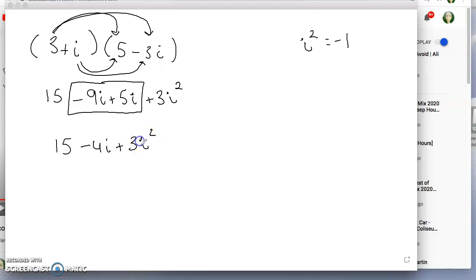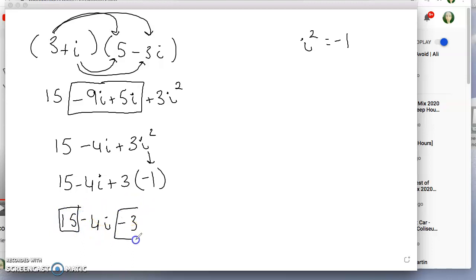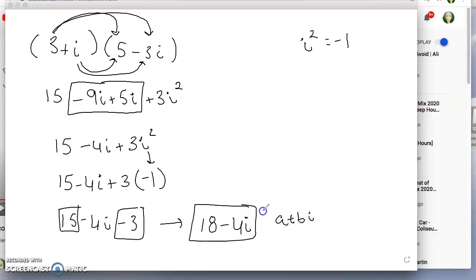Okay, now I see that I can still continue simplifying. I see that there's an i squared. I can continue simplifying that i squared. I know that i squared is negative 1, so I can replace i squared with negative 1. So now this becomes 15 minus 4i. 3 times negative 1 is negative 3. 15 minus 3, that's 18 minus 4i. And it's in a plus bi form, so that's good.